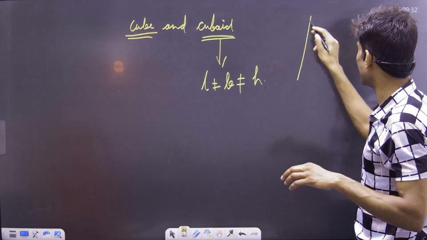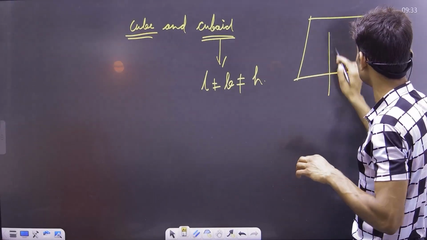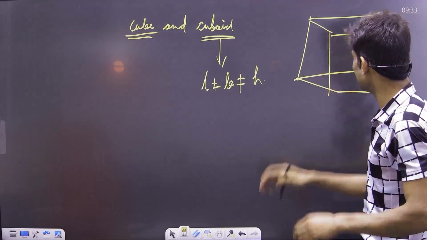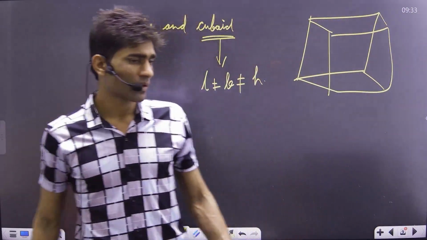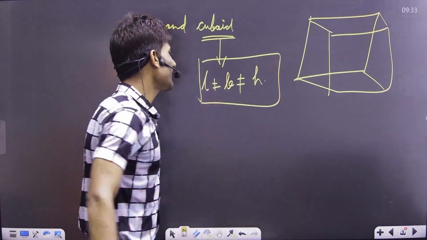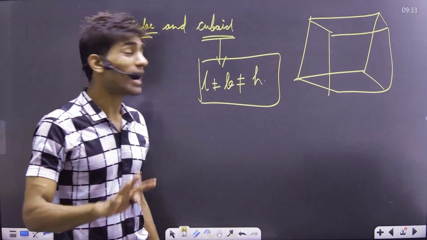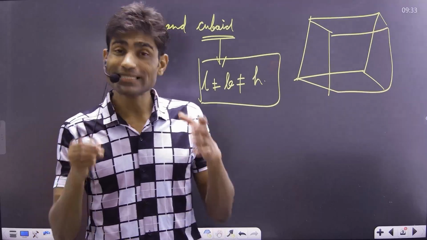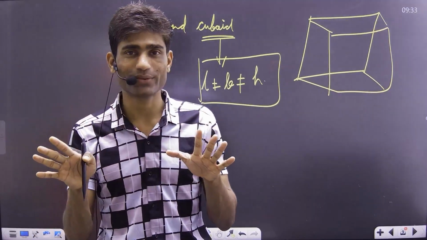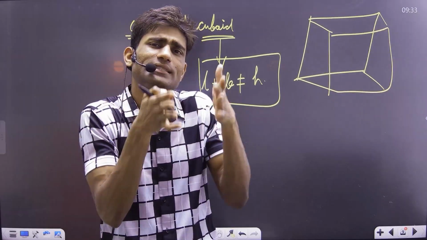How does the cuboid look like? We can see this shape, we consider it as the cuboid. In the case of a cuboid, length, breadth and height are not equal. That means the volume of a cuboid we write as length into breadth into height. That's it only. Total surface area and curved surface area are other than this.